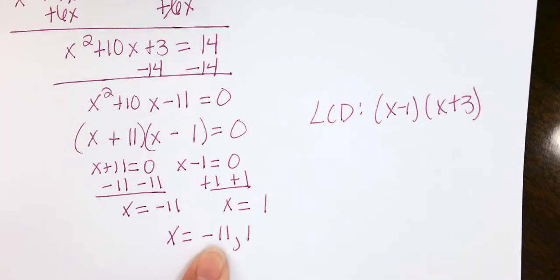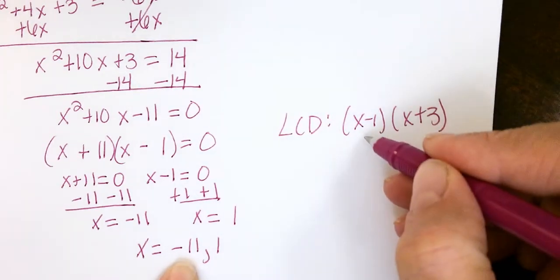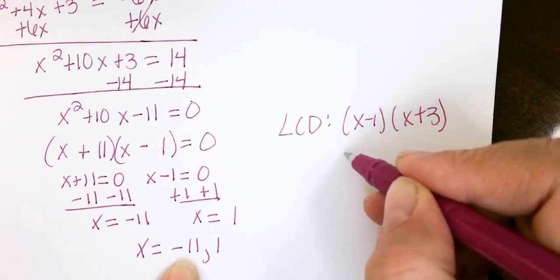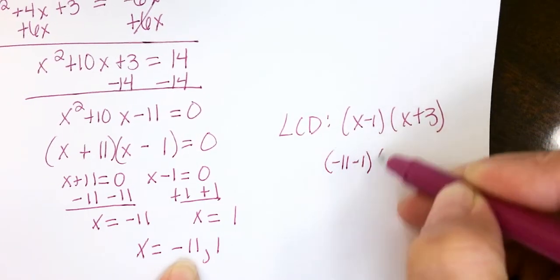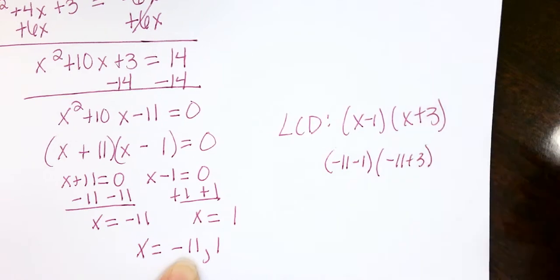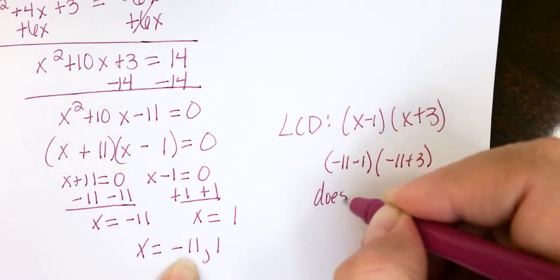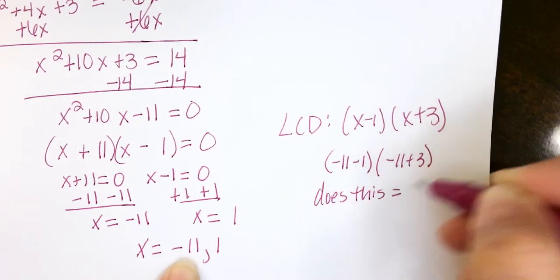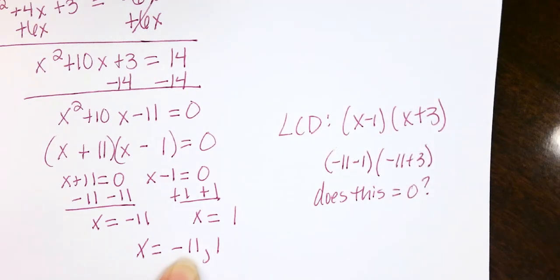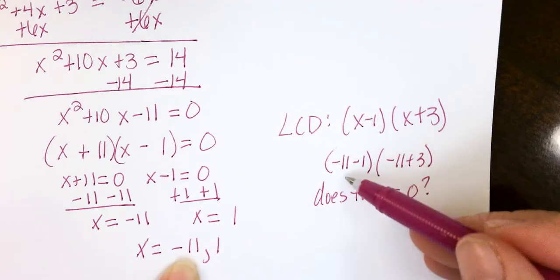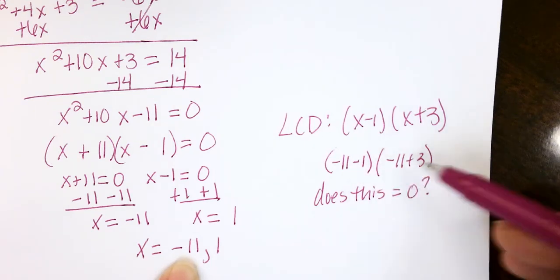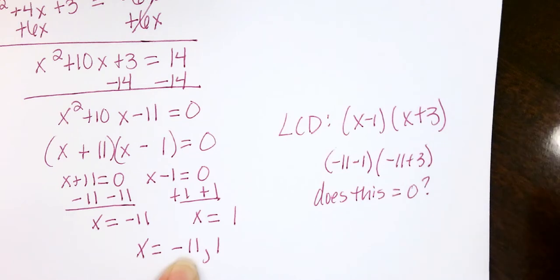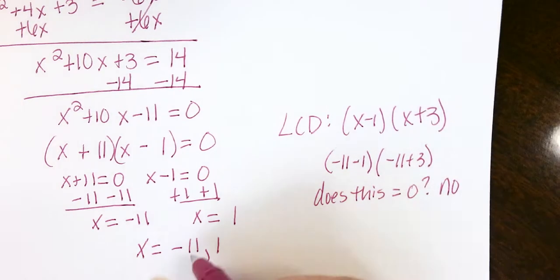You're going to take the first one, negative 11, and just plug it into both of these factors, these denominators. So I've got negative 11 minus 1 and negative 11 plus 3. The big question is, does this equal 0? So does this equal 0? This is going to be negative 12 and what? Negative 8. And I multiply those. That's not going to give me 0. So if the answer is no, then we know that negative 11 is one of the answers.